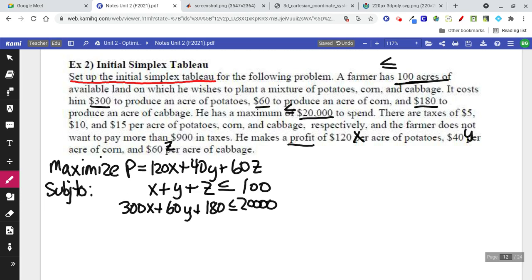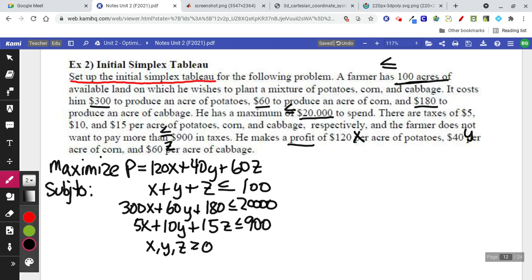There are taxes, so once you've seen a few of these, you start getting a feel for how they work. And he does not want to pay more than 900 in taxes, so that's another less than or equal to. I know it says more than 900, but it says he does not want to pay more than 900. So it looks like that. And of course, all of your variables, you don't want negative acres of corn or whatever, so we throw that in there. All right. But the problem says form the simplex tableau.